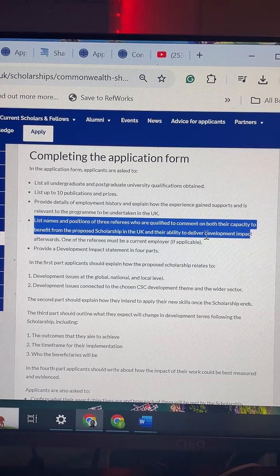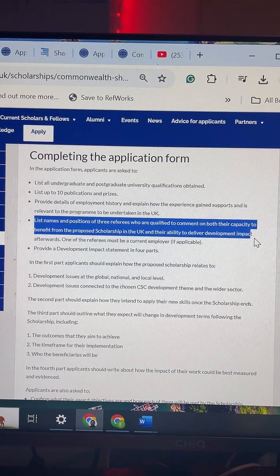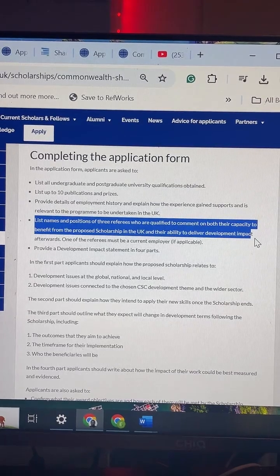And then the next one is to list the names and positions of 3 referees who are qualified to comment on both your capacity to benefit from the proposed scholarship in the UK and the ability to deliver development impact. So it is important for you to know who you are selecting as your referees, because they would at least have to have known you for at least 6 months, and then they need to be able to comment on your capacity to benefit from this scholarship, and your ability to deliver the development impact.